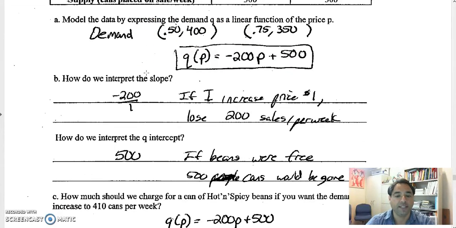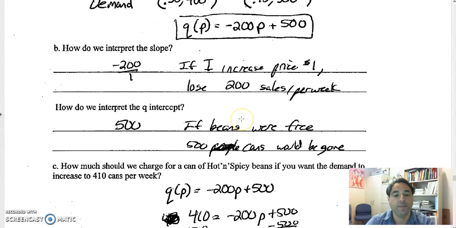So if I was explaining this, this is for demand. Our slope is negative 200 over 1, output quantity over input price. So if you increase the price $1, you lose 200 sales per week. And the y-intercept is when price is 0. So if it was free, 0 price, 500 cans would be demanded.